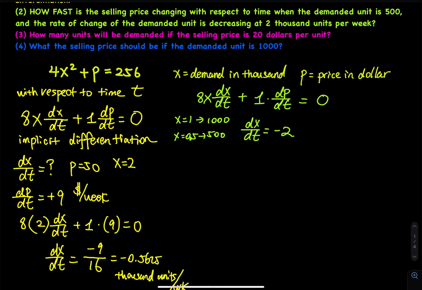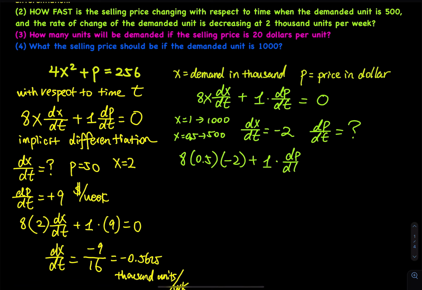And then what they're asking is the rate of change of the price, right? So that will be dp/dt, which we don't know. All right, plug in everything. So we have 8 times x equals 0.5, dx/dt is -2, and then plus 1 times dp/dt, which we don't know, is equal to 0. So 8 times 0.5 is 4, and then 4 times -2 is -8. So we have -8 plus 1 times dp/dt equals 0. So first of all, we add 8 on both sides, and then we divide both sides by 1.